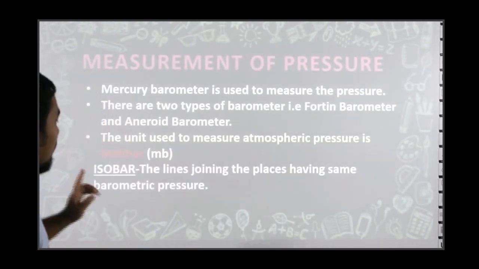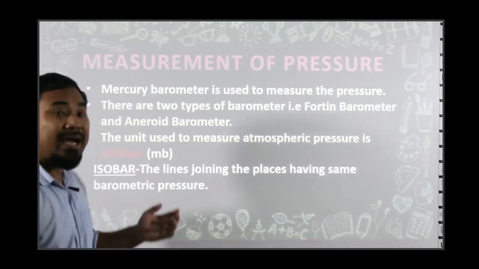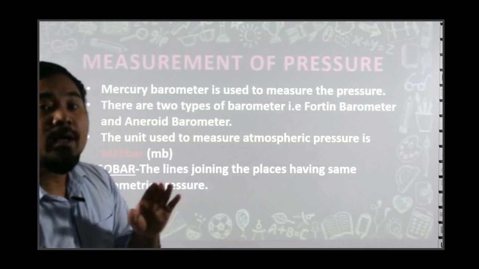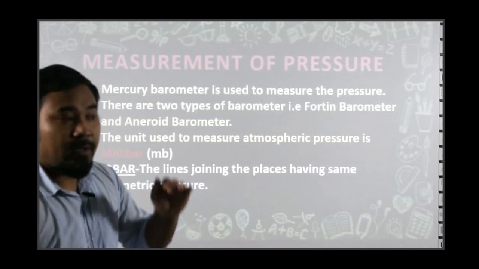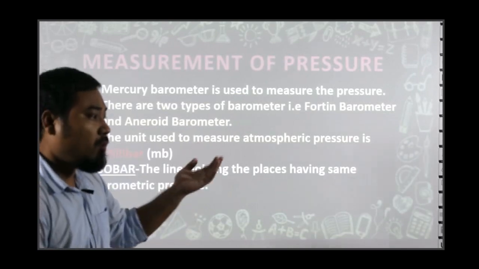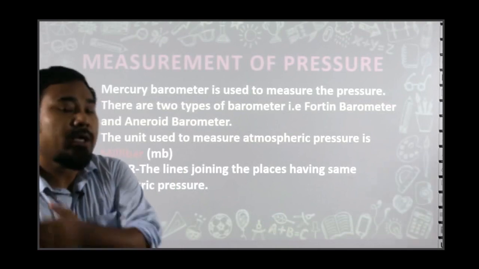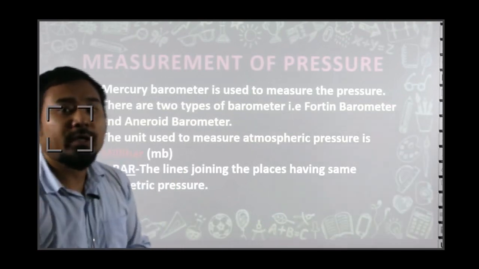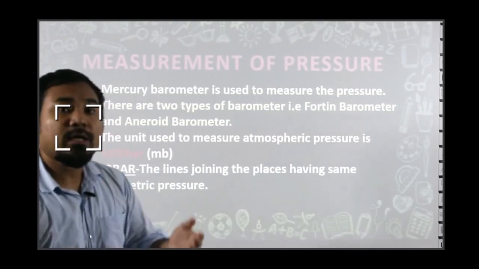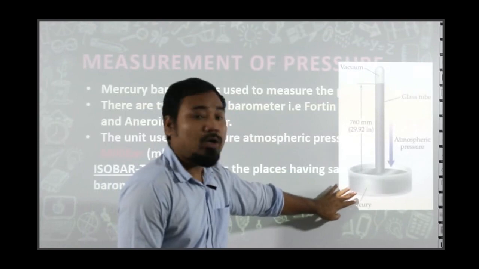Another new word is called your isobar. Now, what is isobar? The isobars are the lines that join the places having the same pressure or same barometric pressure. Suppose in India, Rajasthan has got, let us assume, 40 degrees Celsius, Delhi has got 40 degrees Celsius, and Ahmedabad has got 40 degrees Celsius, that will be denoted by your isobar in a climatic map.